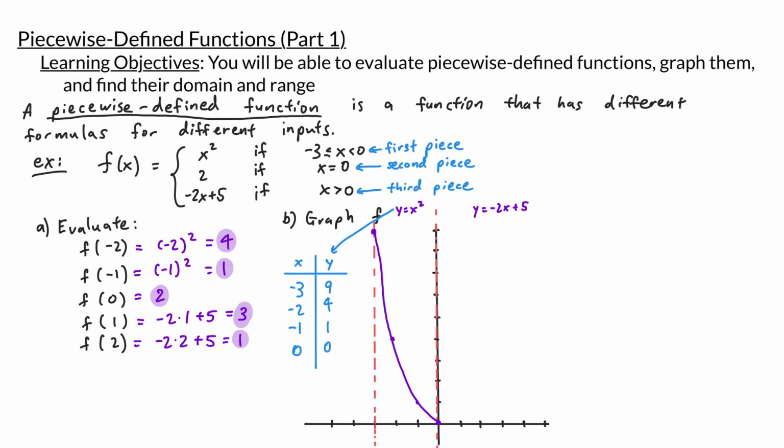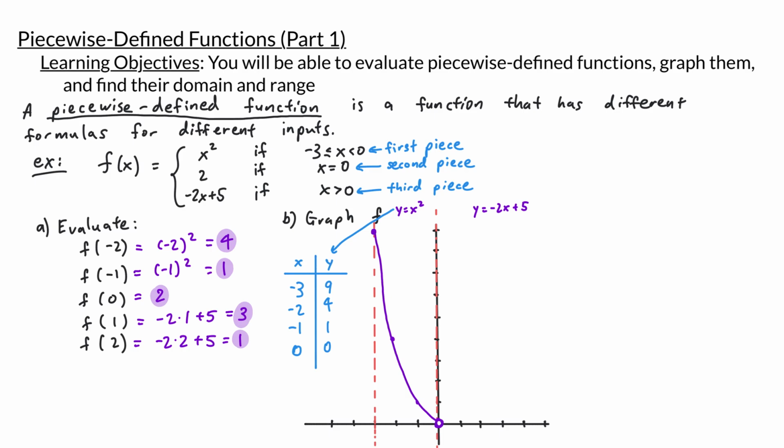Let's now look at the right boundary. The right boundary here at x equals 0, we want to ask, is this included in our first piece? Well, looking at the inequality symbol here, 0 is not part of the first piece, so I wouldn't actually have the point 0, 0 here, which means that I should replace this point with an open circle. So this completes the first piece of our graph.